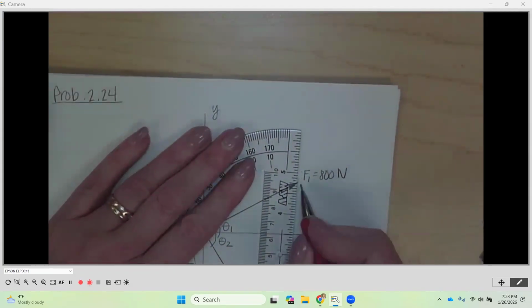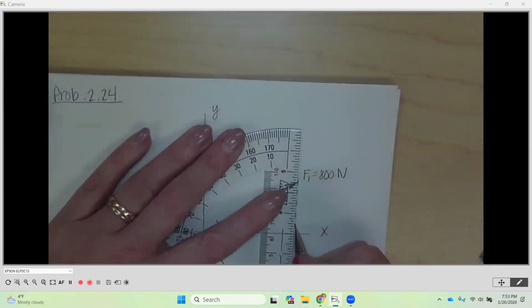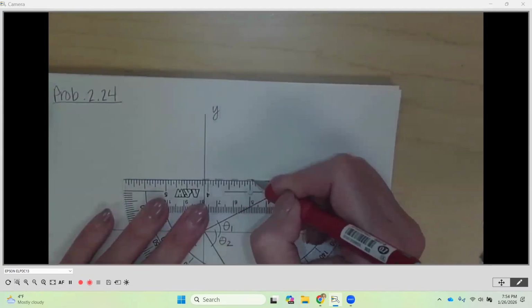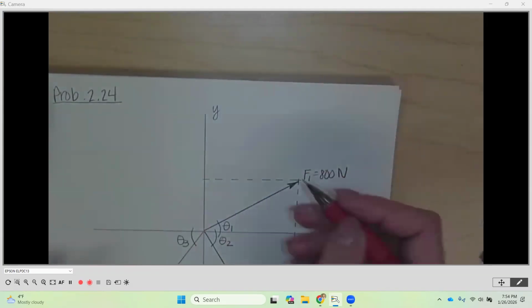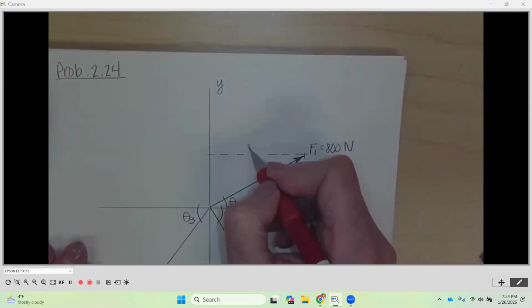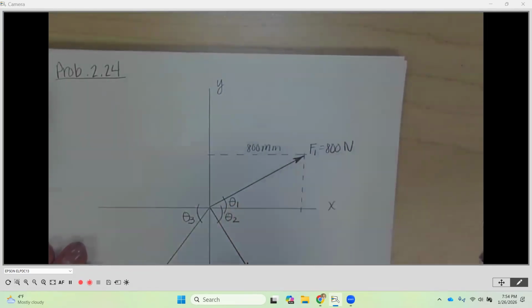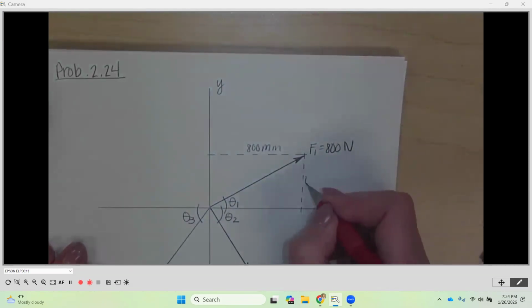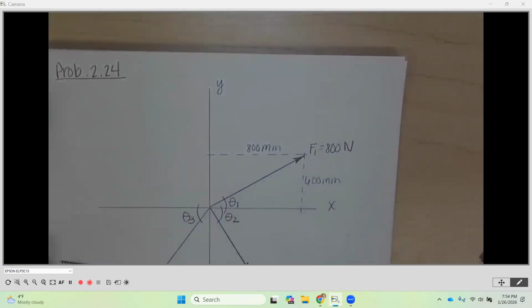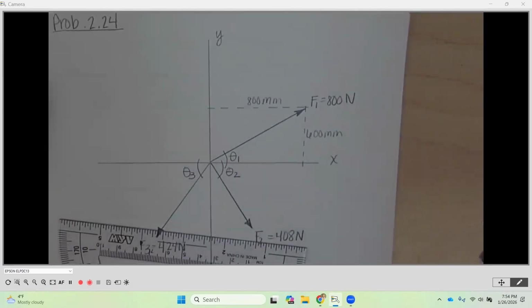So let's go ahead and draw in the dashed lines here. And we know that this horizontal line, and this is where I want you to label out here, this is 800 millimeters. And this is 600 millimeters. Do not put those on the X and Y axis. We want those on the dashed lines.